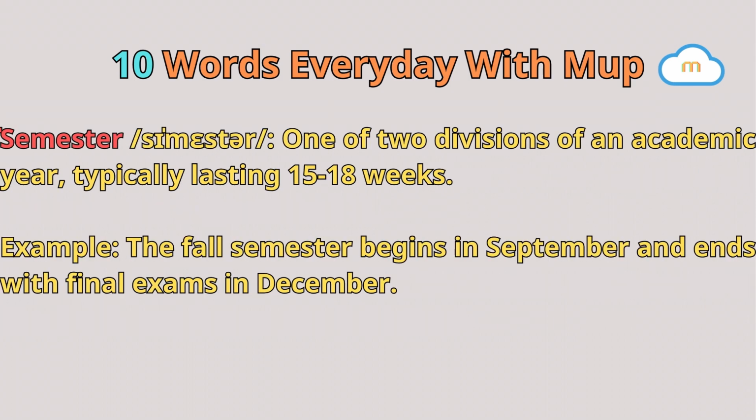Semester. Definition, one of two divisions of an academic year, typically lasting 15 to 18 weeks. Example: the fall semester begins in September and ends with final exams in December.